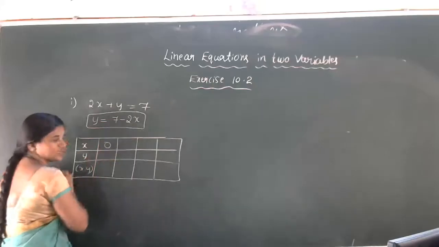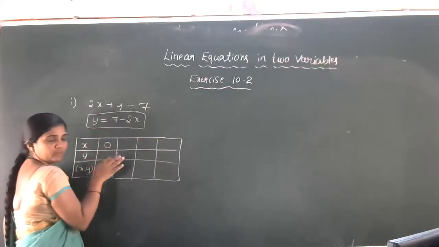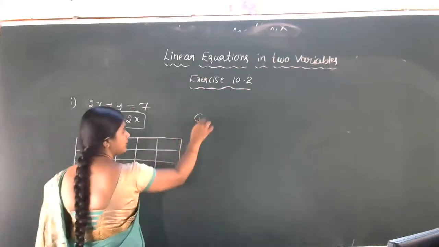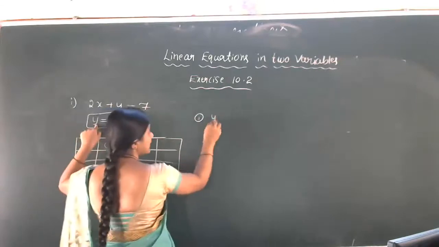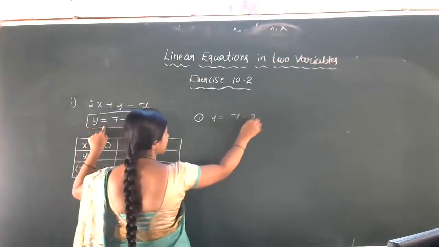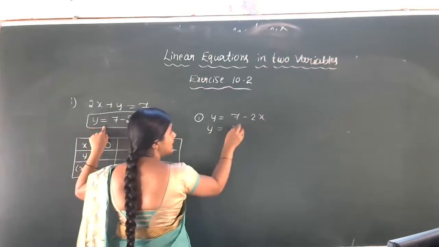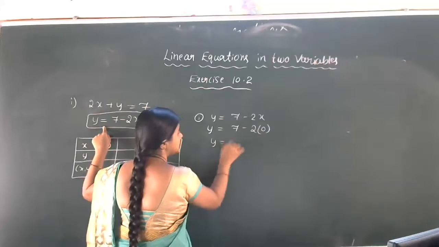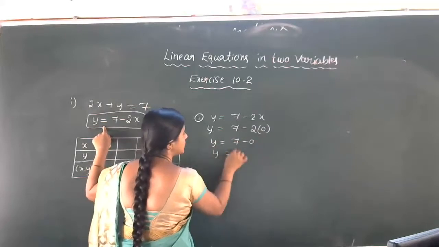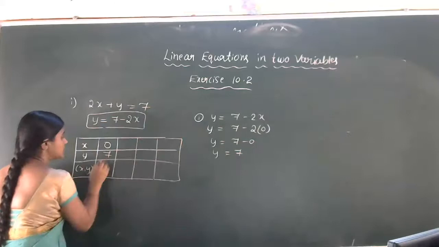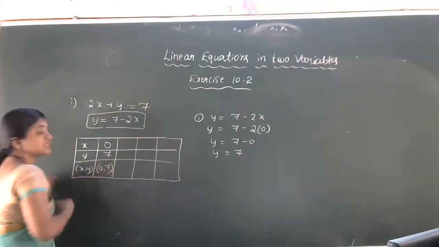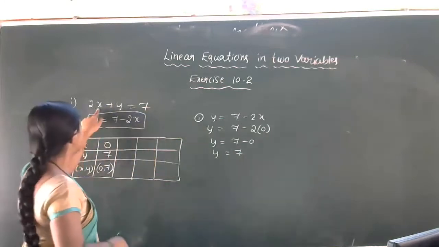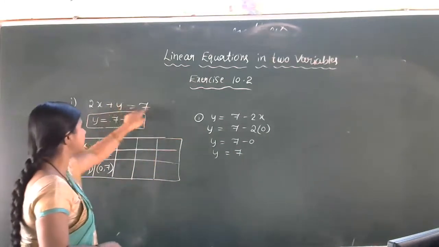Now again the same procedure. For x first I'll choose 0. Usually for simple problems we can start with 0 only. x is equal to 0. Now the first calculation: the equation is y is equal to 7 minus 2x. So y is 7 minus 2 into 0, which is 7 minus 0. y is equal to 7. So (0, 7) is the first solution. I think you have got the same solution, no?